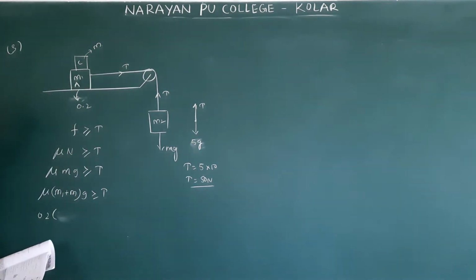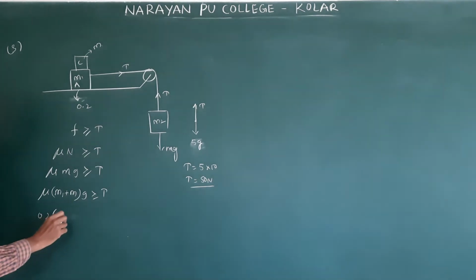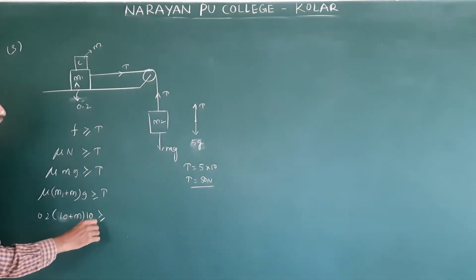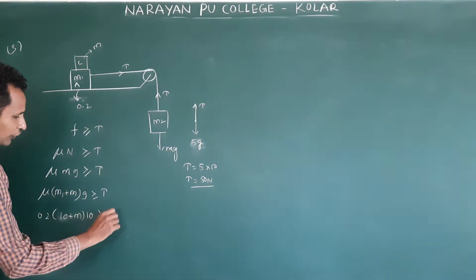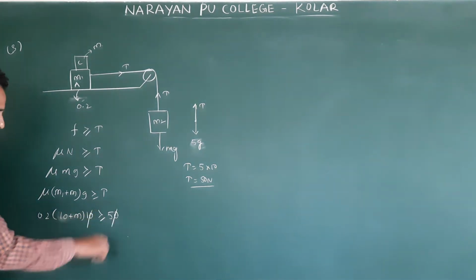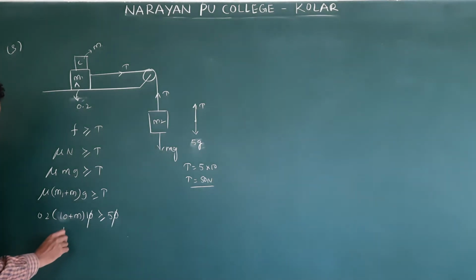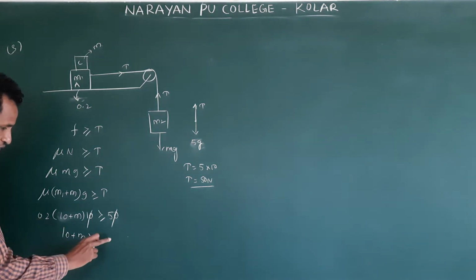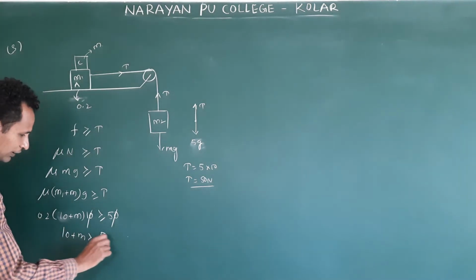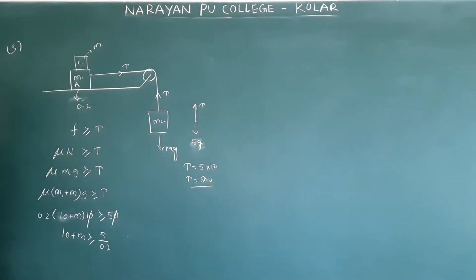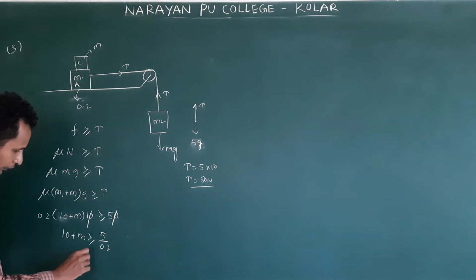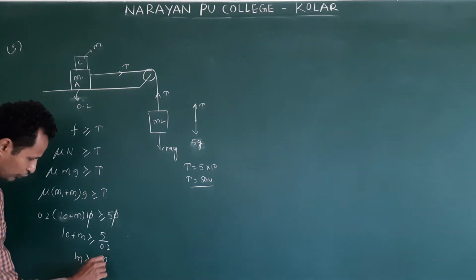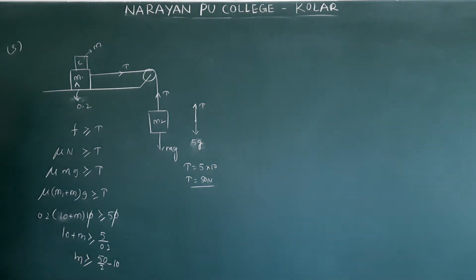So object A was mentioned as 10. So 10 plus small m into 10 is greater than or equal to the tension, what is the tension? 50. This 2 cancels. So 10 plus m is greater than or equal to, this comes down, 5 by 0.2. m is greater than or equal to, how do we write this? 15 by 2 minus 10.